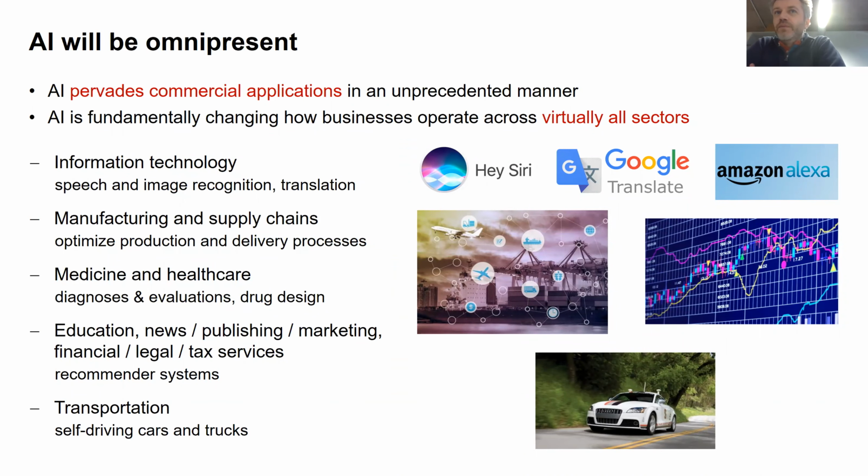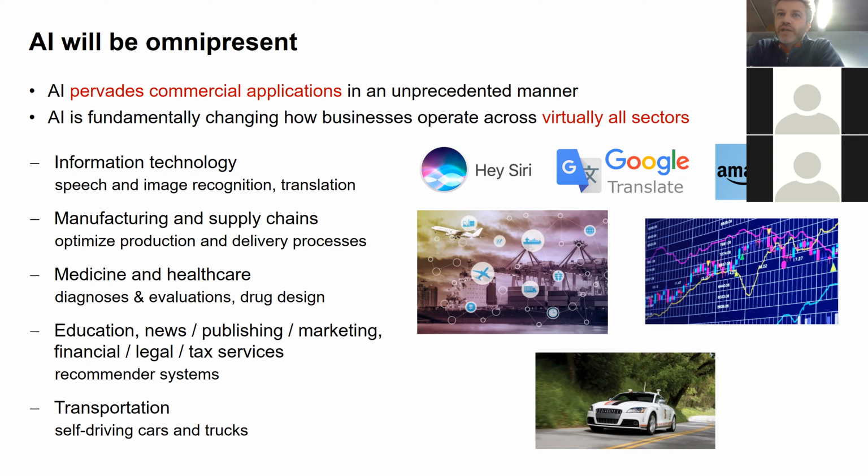AI is almost, and probably will be, omnipresent. It pervades commercial applications and is fundamentally changing how businesses operate virtually across all sectors in industry. So more or less, you now have to start asking, where will AI not play a role? In information technology, as I said already earlier, speech, image recognition, translation, you have a Siri, Google Translate, Alexa at home. This is all modern AI technology.